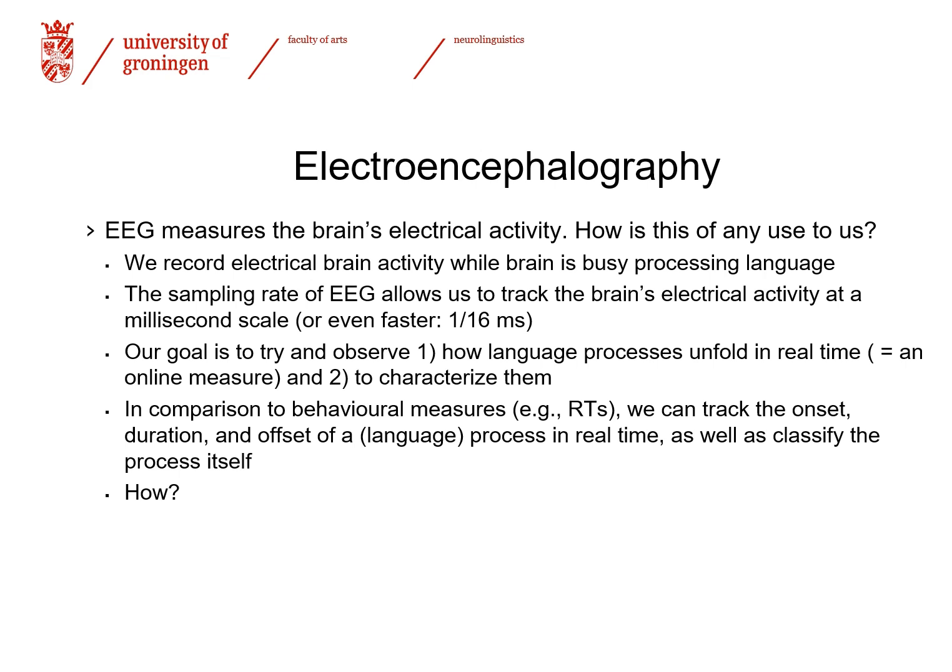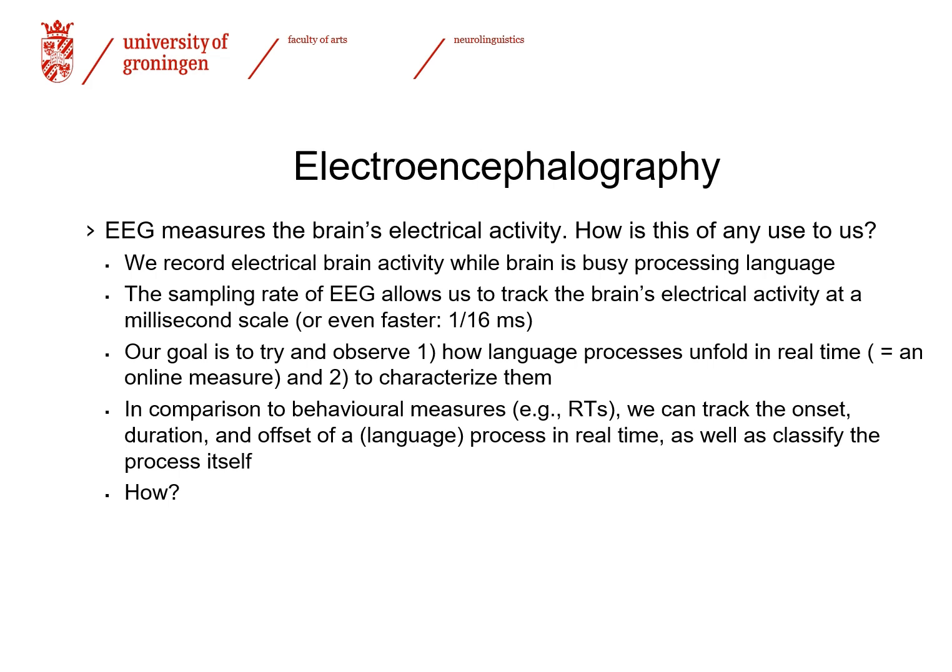So our goal applying EEG in language research is to observe how language processes unfold in real time. So EEG is for sure an online measure. And then the goal is also to characterize the processes that we observe. So yes, we can say, like in behavioral experiments, okay, there is a difference between condition A and B. But if you do a reaction times experiment, the most you can say is that condition A is different to condition B by being faster or slower.